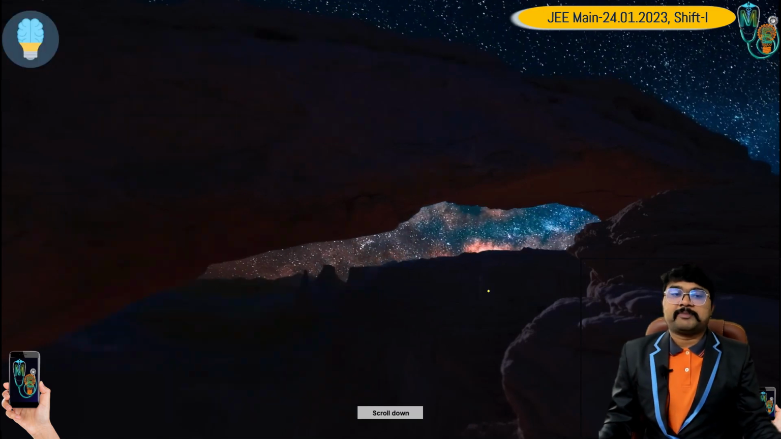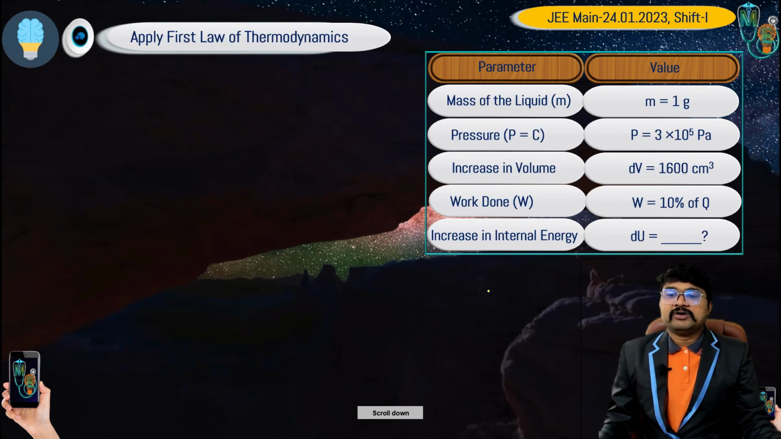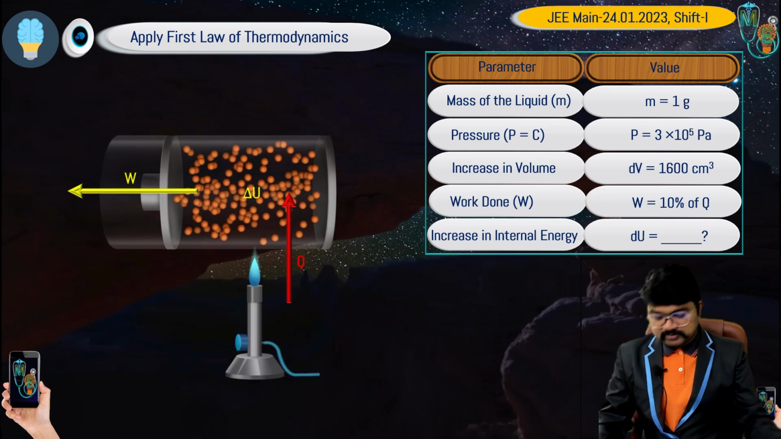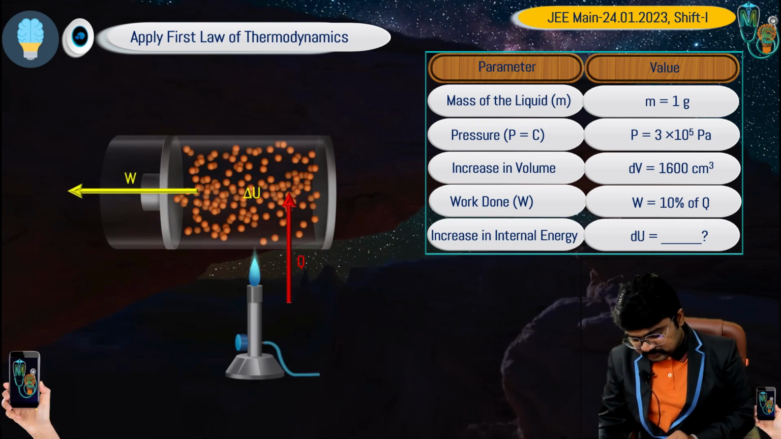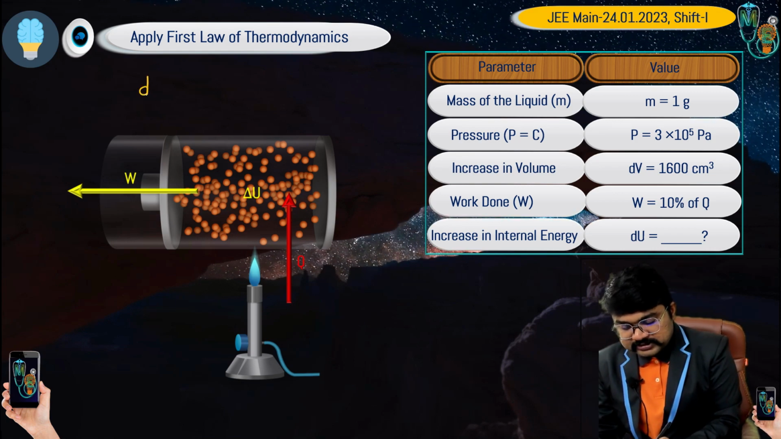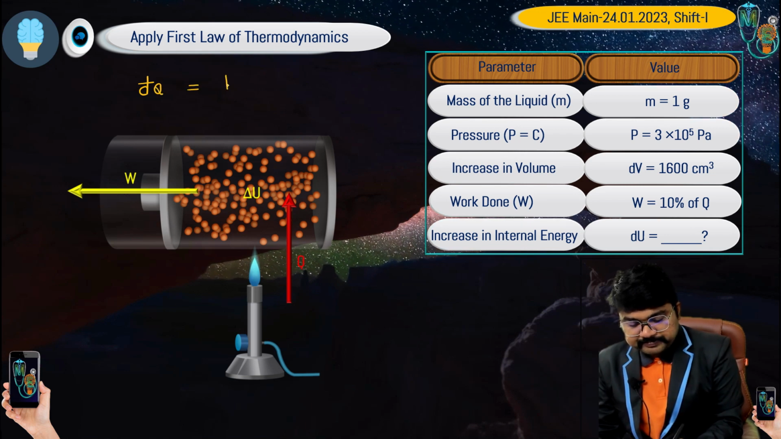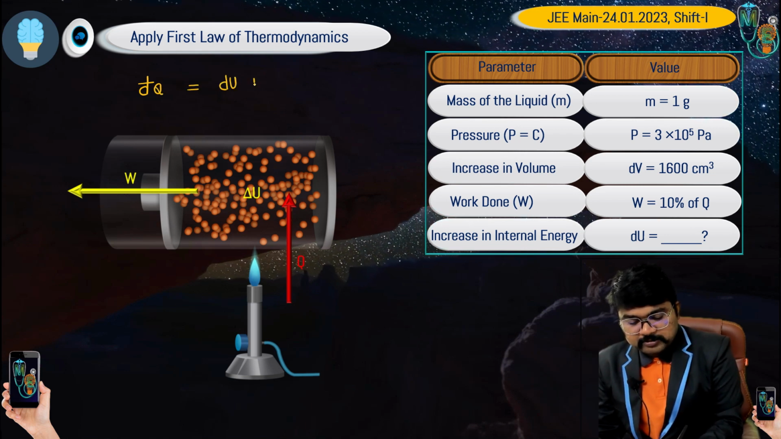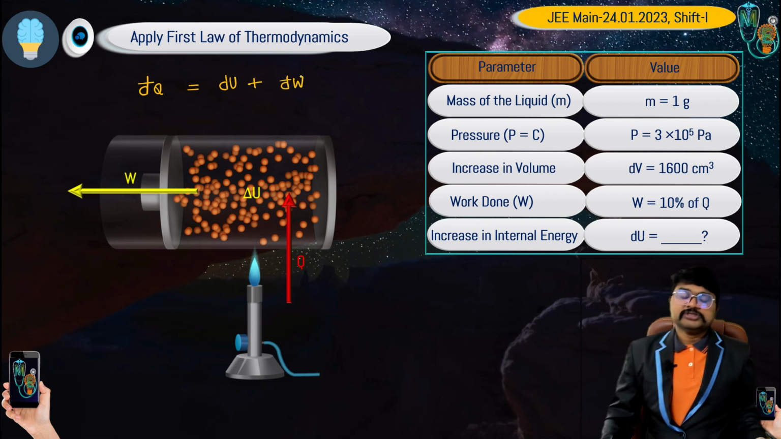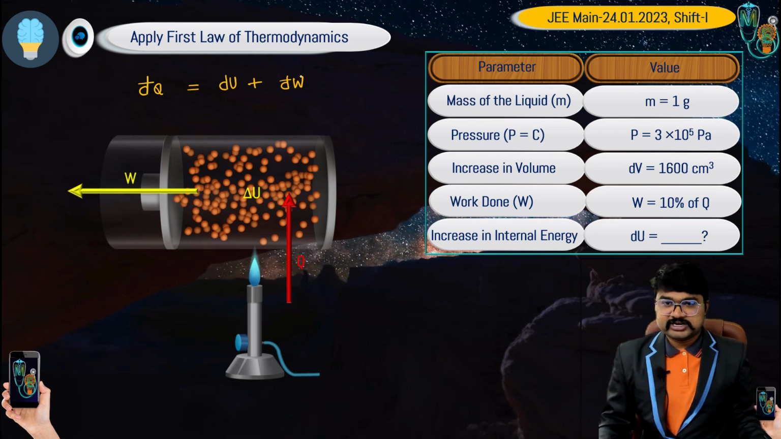So now we need to apply the first law of thermodynamics. This is the given data. You can apply the first law of thermodynamics. And before that, what is the first law of thermodynamics? δQ equals dU plus δW. Work done and heat transfer are both inexact differentials.